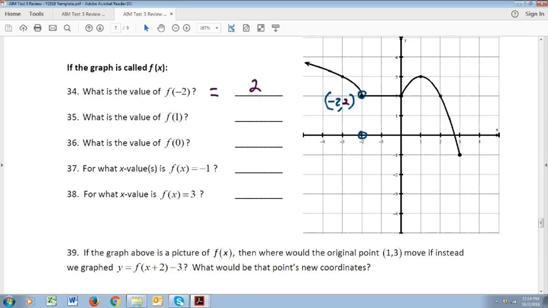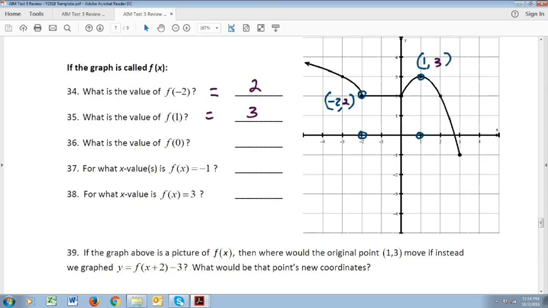F of 1. So in both of these cases, what we're given is an input value or an x value. So x is 1 here. So we go to where x is 1. And notice up above, that's where the graph has a point on it that has an x value of 1. That's the point 1 comma, well that would be 1 comma 3. So f of 1 is equal to 3.